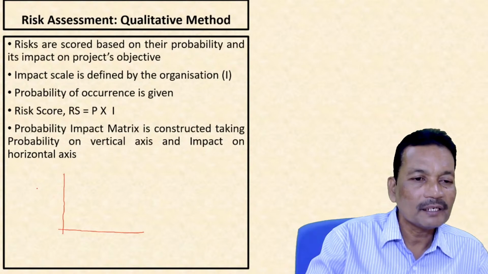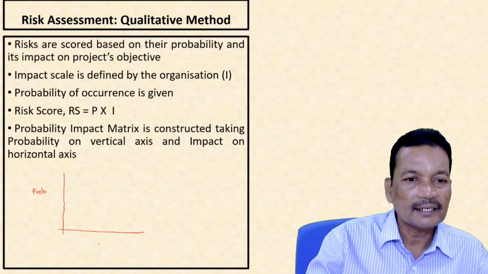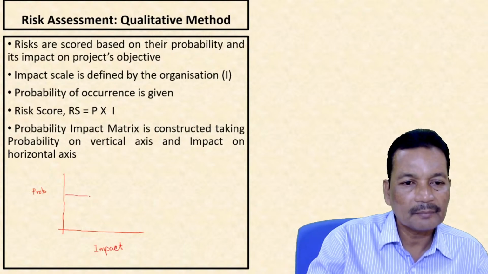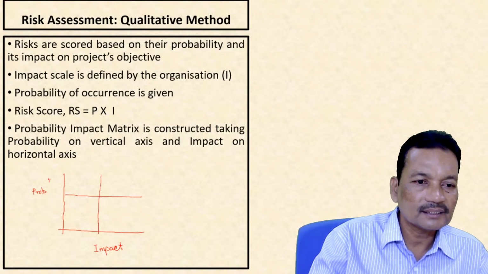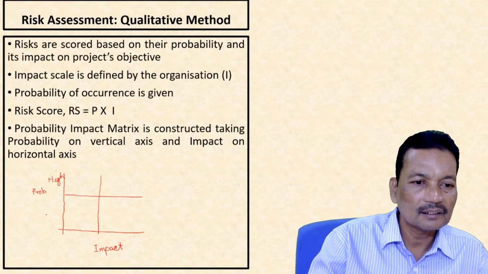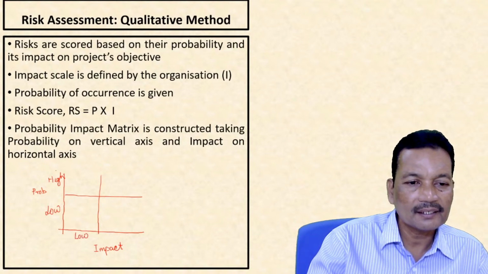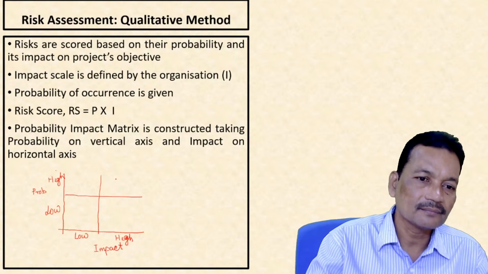So probability on the vertical axis and impact. So I can divide into 4 quadrants. This one is high probability, this one is low, this one is low impact, this one is high impact. Suppose I find a project, my project is falling in this case.